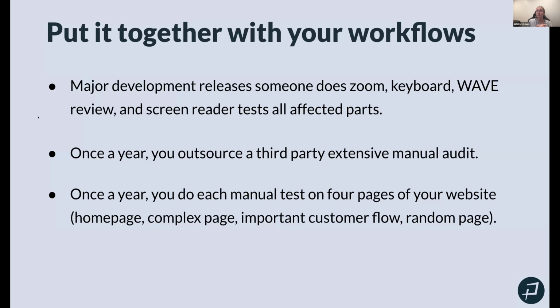Once a year, maybe you outsource a third-party extensive manual audit. That's part of your manual testing strategy: you incorporate all this into your workflows, but you still do an extensive one once a year. Or if that's not for your organization, then once a year you do a manual test on 4 pages of your website. So you do all the manual tests that we talked about today. You do keyboard, you do screen reader, you do a WAVE manual review and Zoom tests, but you only pick 4 pages. And that gives you a good sense of your website's testing and helps you find issues that manual testing is really good at finding.